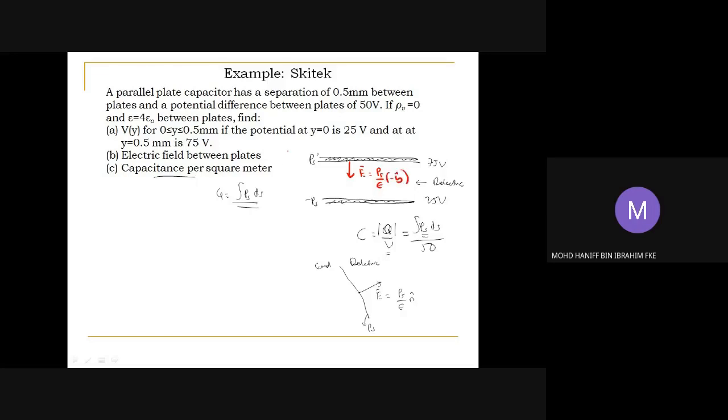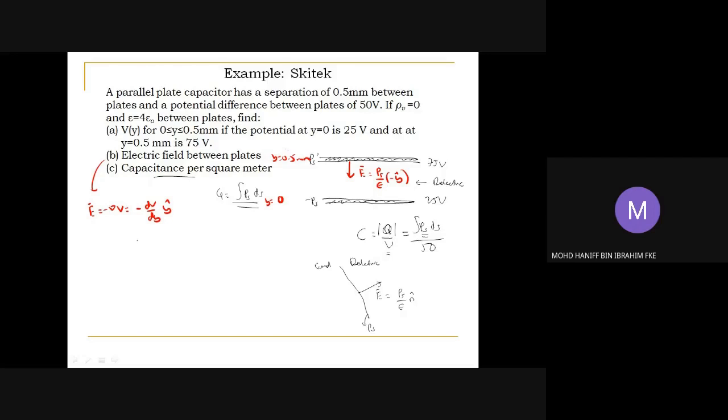Remember, if we base on the given question, this is at y equal to 0, and this is at y equal to 0.5 millimeter. So direction downwards for the E field means that it is negative y direction. And from part B just now, we have obtained that the electric field is given by negative grad of V, which is given by negative dV over dy of y.